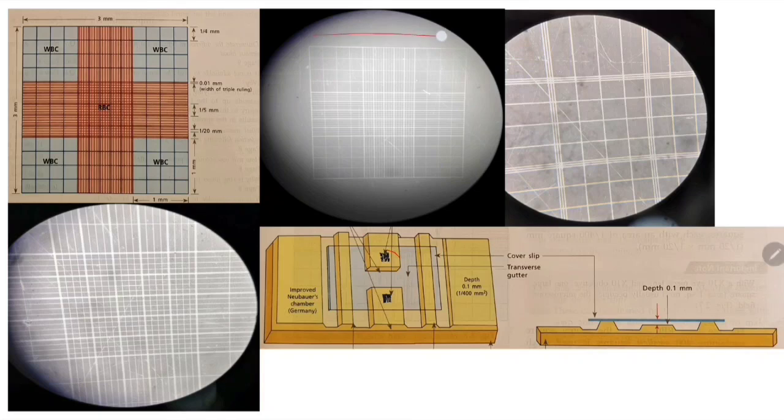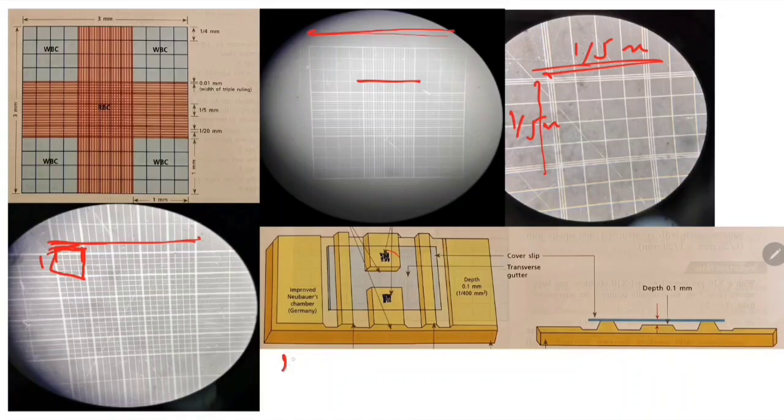This whole area is 3 millimeter, this area is 1 millimeter, this area is 1 millimeter, and this one area is 1 by 5 millimeter, because this whole area is 1 millimeter. So this smaller area will be one side 1 by 5 millimeter. Same thing here, 1 by 5 millimeter, 1 by 5 millimeter. So 1 by 5 into 1 by 5 millimeter. If you want to calculate the volume of this area, 1 by 5 millimeter into 1 by 5 millimeter, we can calculate the area. So 1 by 25 millimeter.